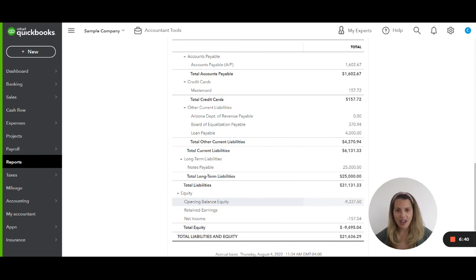So I know this is a lot of information, but I just wanted to give you a glimpse of what accountants look at when we're checking the books that you prepare on your own, and give you an idea of what a clean set of books that's ready to go might look like. These are some of the things that we see on our end that tell us that the books are actually not ready to go.